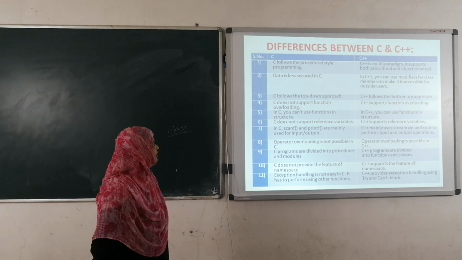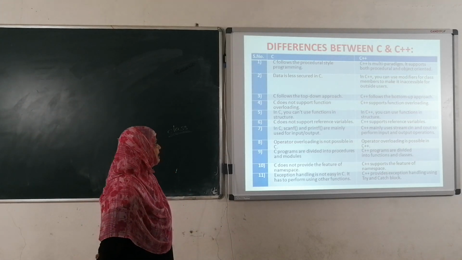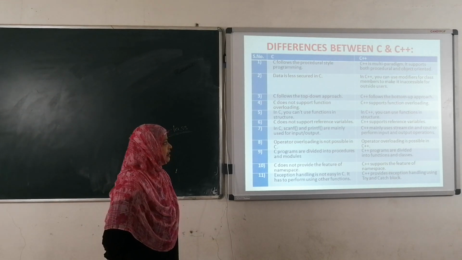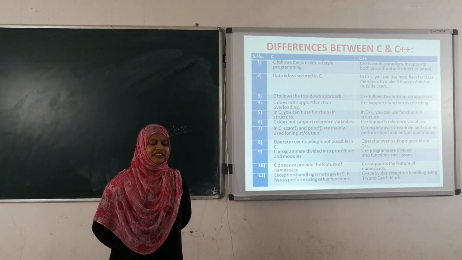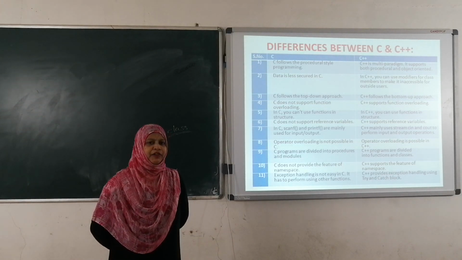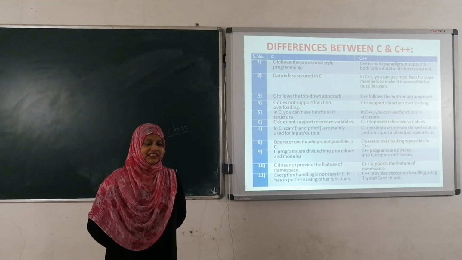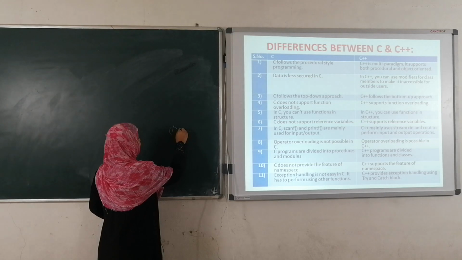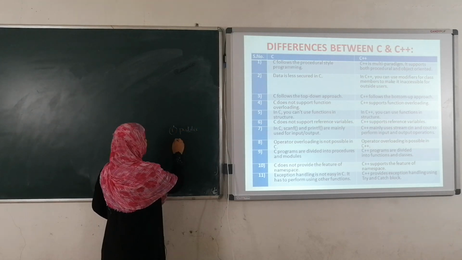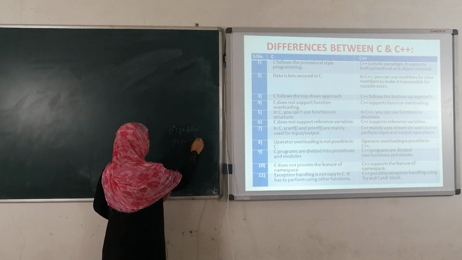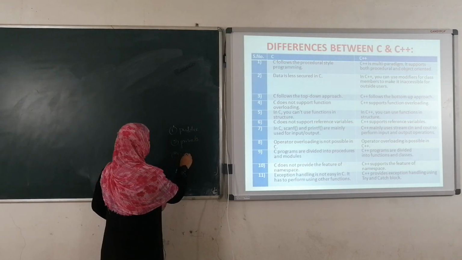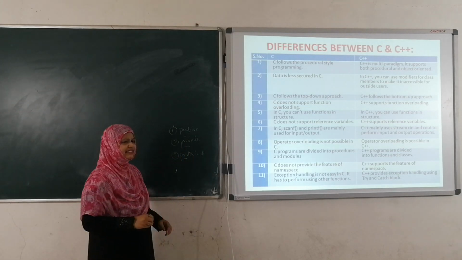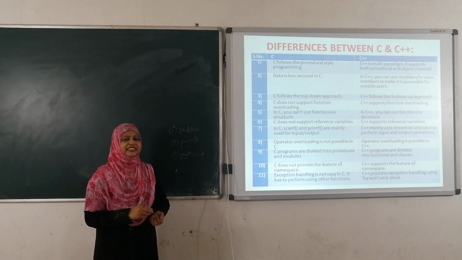Next, the second difference between C and C++ is this: data is less secure in C. And in C++ we can use access modifiers. By using the access modifiers we can secure the data. Here there are three types of access modifiers: public, private and protected. By using these access modifiers we can secure the data.